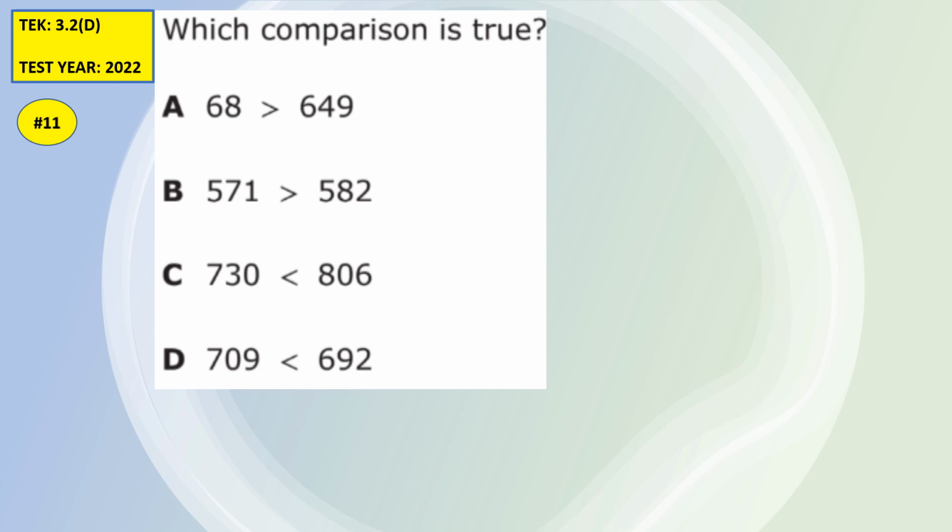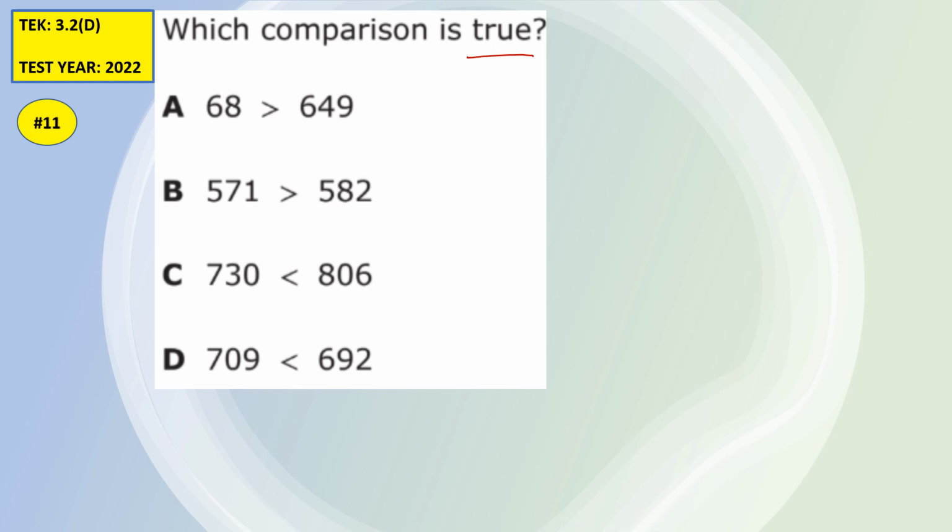Which comparison is true? I like the questions that ask what's true or what's false or what's right or what's wrong, because that means that when I make my little notes on my screen or on my paper, then I can write it out to the side and use it to help me figure out the correct answer. So let's look at answer choice A. It says 68 is greater than 649.